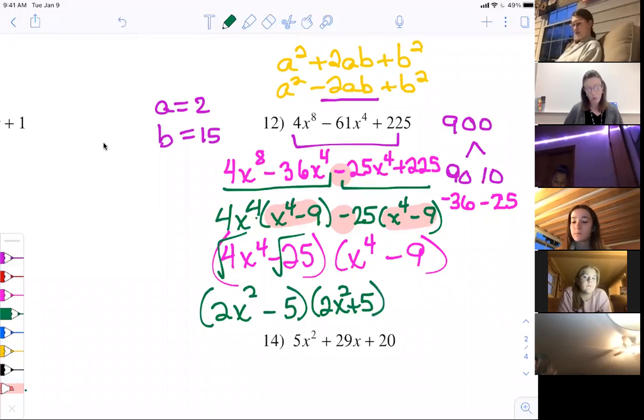So we have both of those. So one is a minus and one is a plus. That's the difference of two squares. Is there anything else we can do? Malachi, what else can we do?